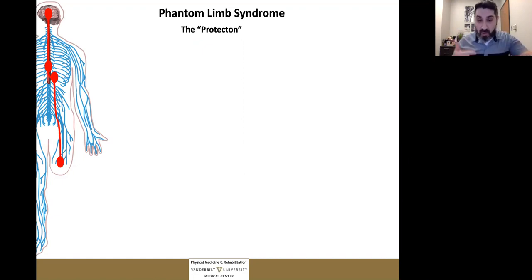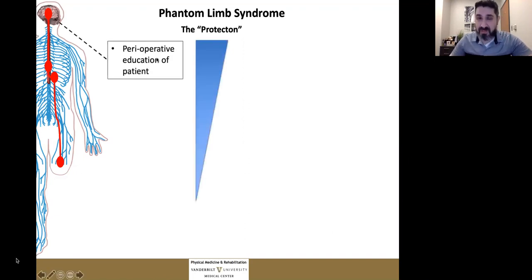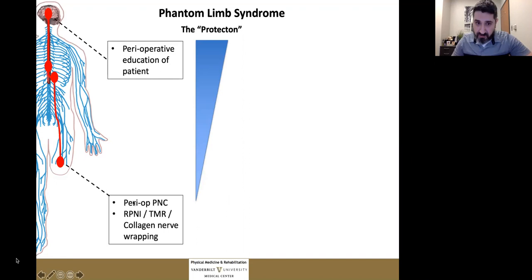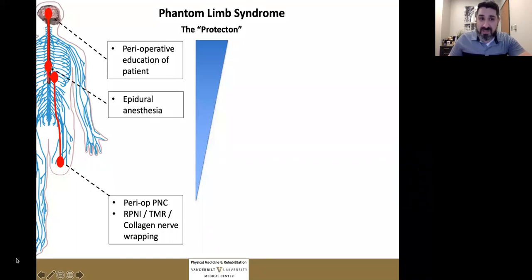So this is what we ought to be doing, okay? And so for early events: perioperative education of the patient, right? Peri-op peripheral nerve catheter, RPNI, TMR, collagen nerve wrapping, epidural anesthesia. So the neuraxis, right? The entire central nervous system does not register the insult perioperatively of that resection of the limb.